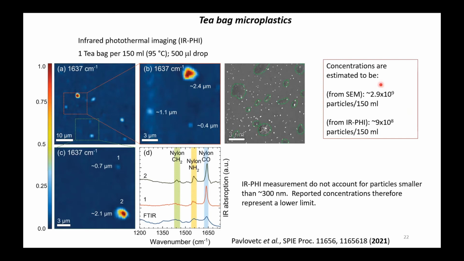But the reason for this discrepancy is that SEM should be considered an upper limit on counting because it has a high number of false positives, since there is no chemical information, just counting. For IR PHI, however, it's the opposite. You get zero false positives, but you have limitations in spatial resolution and detection limits, so you are getting lower-end numbers, or a lower limit.